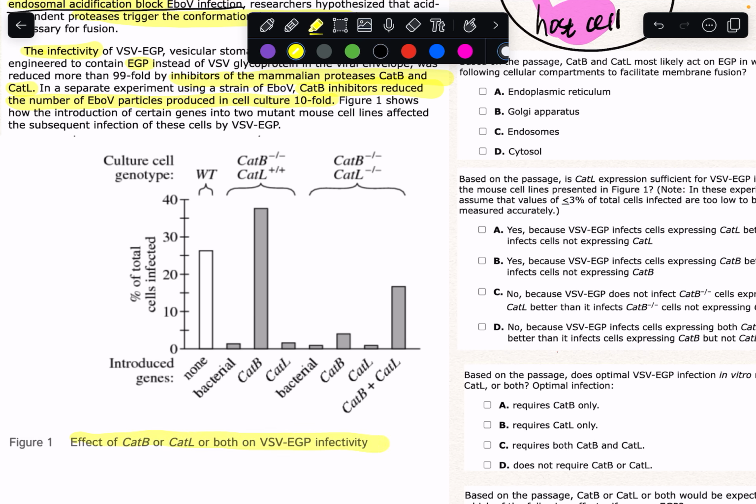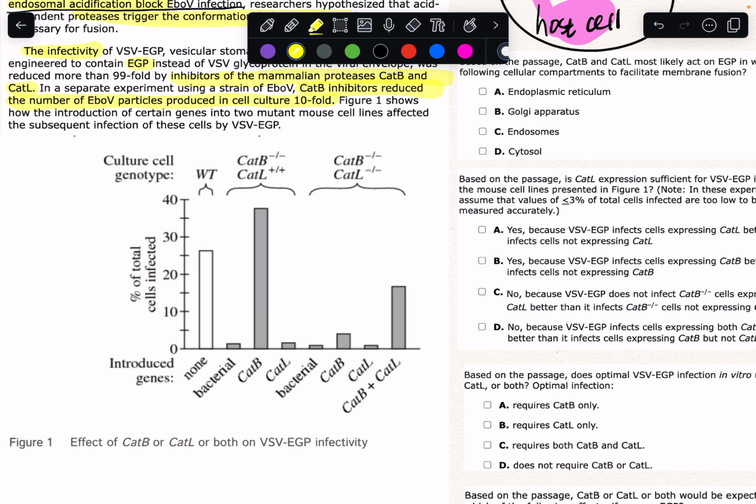We know the infectivity on the y-axis is the dependent variable of my experiment, something I want to measure. I want to collect data from my experiment, right? So if the bar is super high, the column is high, then the infection is high. If it's low, then infection is low. That's just the dependent variable, infectivity.